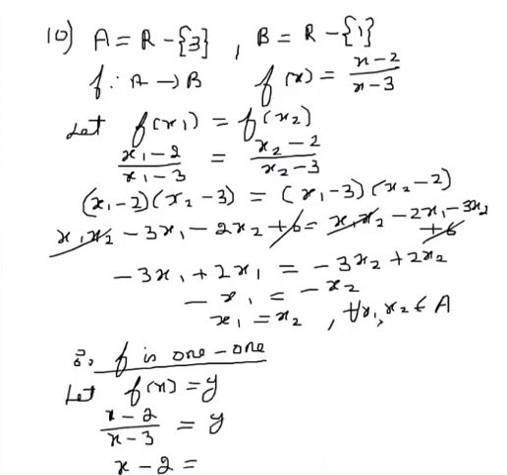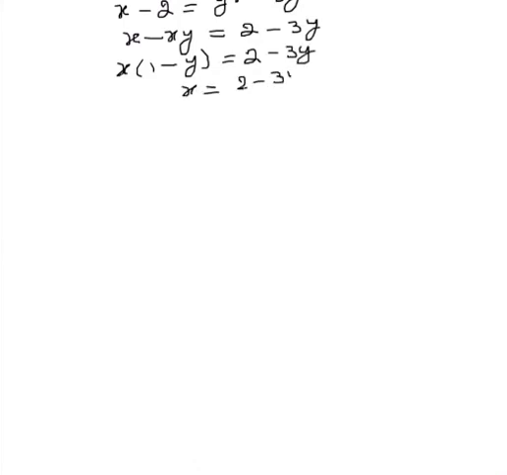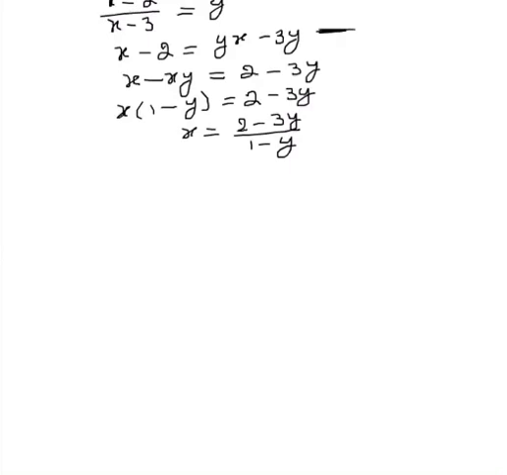Let us cross multiply. We have to find x. So let us bring x terms together and 2 minus 3y on the other side. Take x out and find x. After cross multiplication, remember to collect x terms on one side and find x.